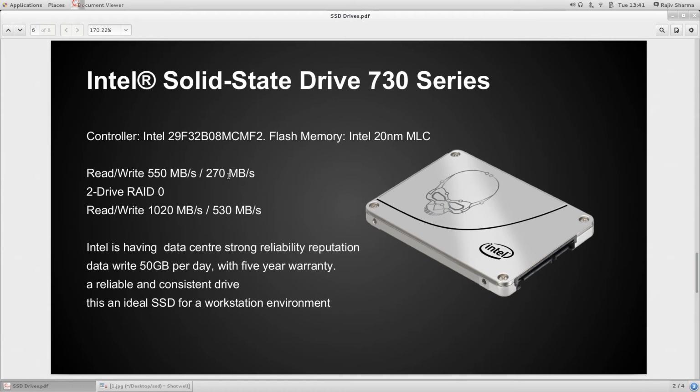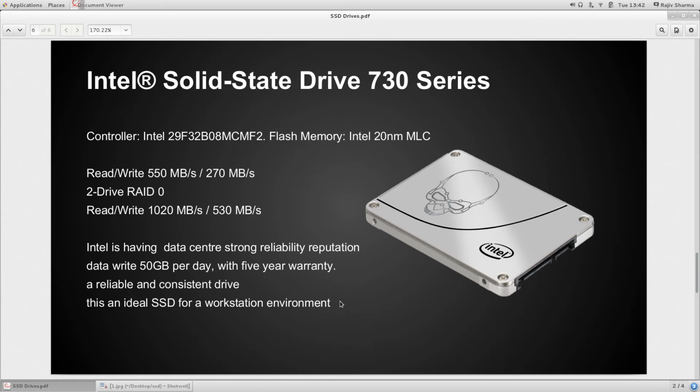There's no up and down in this, and if you have a two-drive RAID 0 configuration set up in your system, you can do the write and read up to 1 Gbps, that is 1020 Mbps. It's very fast. Intel has its data center strong reliability reputation, so it's very reliable. You can use it very reliably, and the capacity to write data is 50 GB per day with up to a 5-year warranty. So it's a reliable and consistent drive, and it's ideal for workstations. If you're using any workstation, it's very good for that.